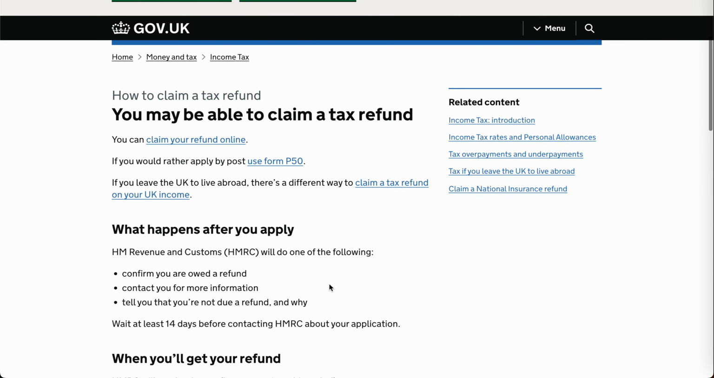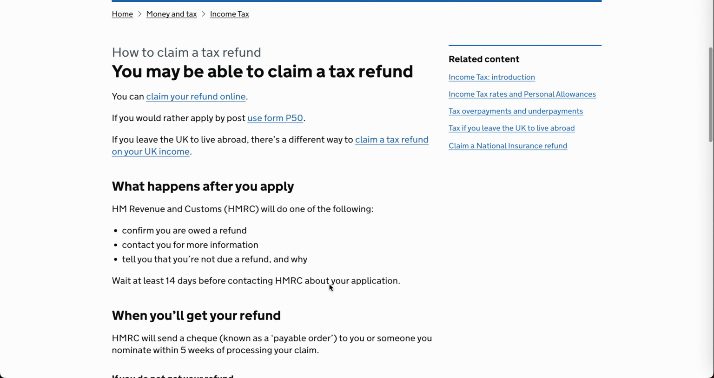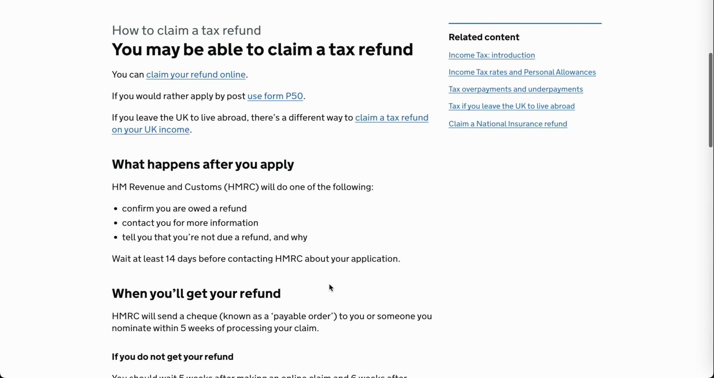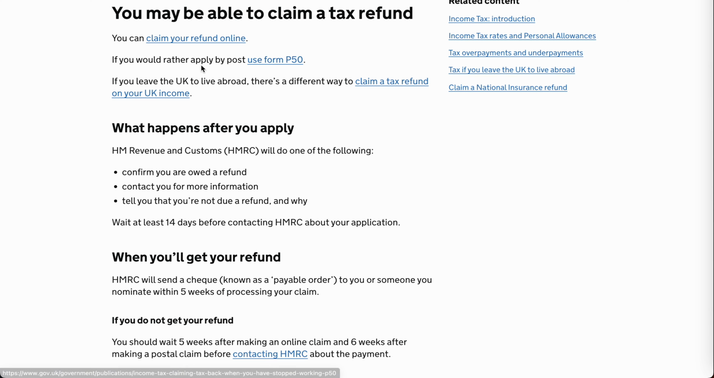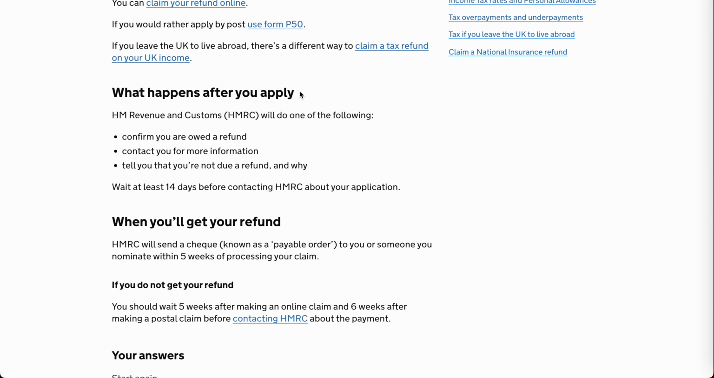Over £1,000 if you're self-employed, I'm pretty sure. So this tells you, based on your information, whether or not you're eligible. In this imaginary example, you may be able to claim a tax refund. You can claim your refund online. If you would rather apply by post, use Form P50, or if you leave the UK to live abroad, there's a different way. So what happens when you apply? HMRC will do one of the following: confirm you're owed a refund, contact you for more information, or tell you if you're not due a refund and why, and when you'll get your refund.